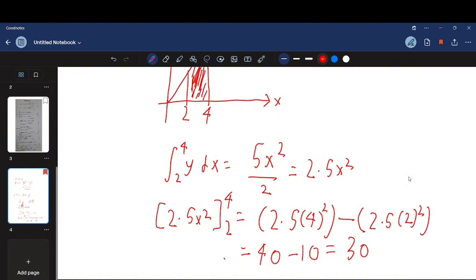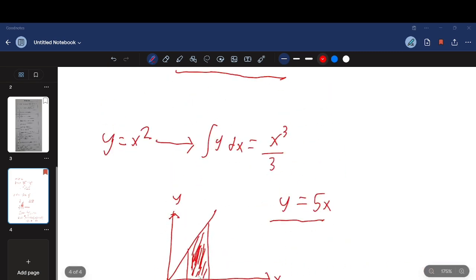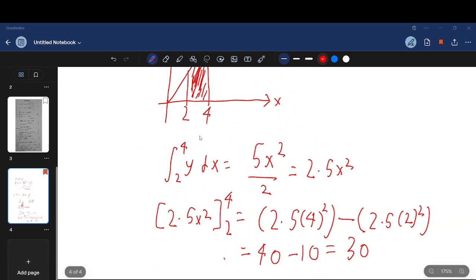So what we do is when we have limits, we first take the upper limit. Upper limit means the limit that is above the other. Like here, 4 is above 2. Thus, 4 is the upper limit and 2 is the lower limit. So first we take the upper limit and substitute into the equation. Then we substitute the lower limit into the equation and we subtract both the equations. Like 2.5 times 4 squared, I substituted 4 in this equation, and then I substituted 2 in this equation and subtracted both to find the area under the curve. This is how integration is done.